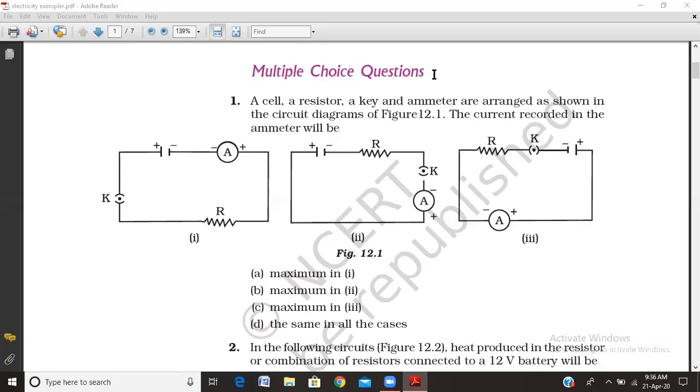A cell, a resistor, a key and an ammeter are arranged as shown in the circuit diagrams of figure 12.1. The current recorded in the ammeter will be. So what is the correct answer here? We have four options: maximum in first, maximum in second, maximum in third, same in all the cases. So how will we do this question?